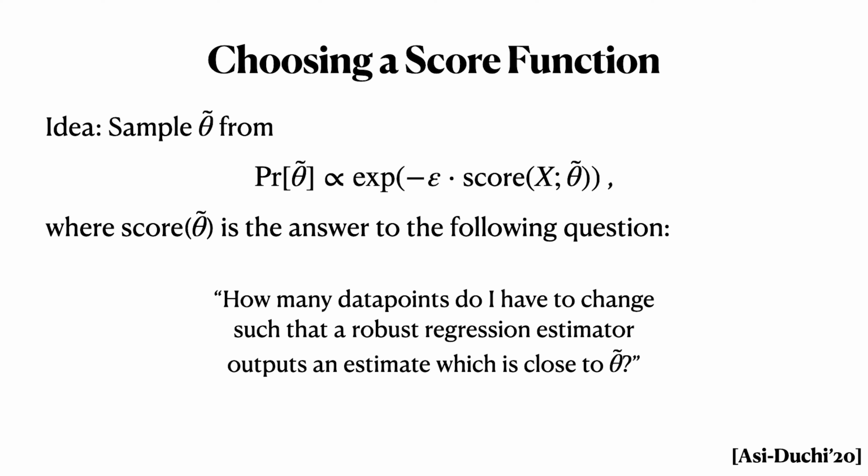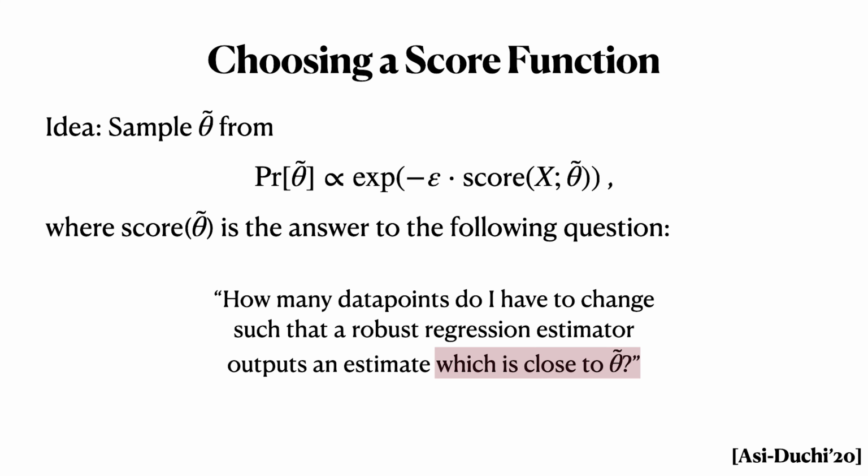Note that if I have a notion of closeness which only depends on the estimate and theta tilde, say something like L2 closeness, then if I change 10 data points to make a robust regression estimator output an estimate which is close to theta tilde on x, and I have a data set which is close to x and only differs on 1 point, then I can just change 11 data points, the points that I originally changed plus the data point that differs, to get the robust regression estimator to output the same estimate, which is still close to theta tilde.